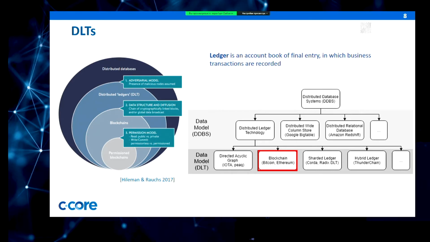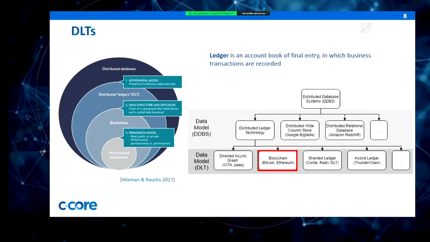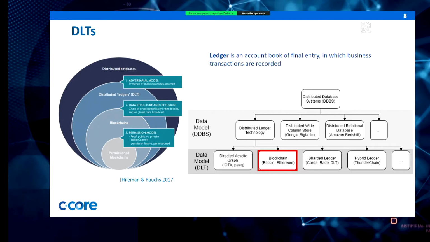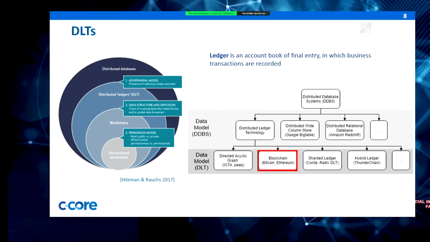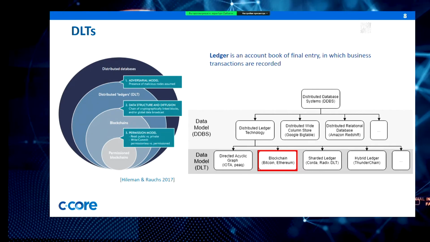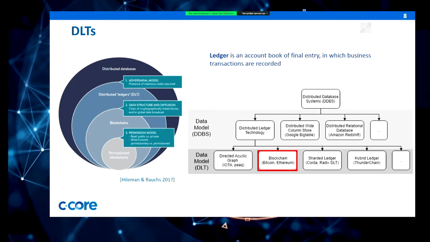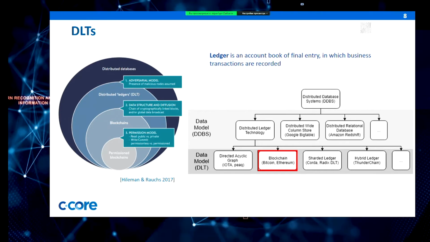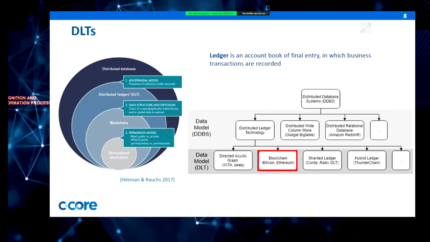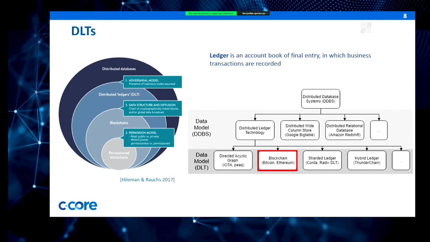One of the key words is ledger, which is an account book of final entry to record business transactions. A ledger is also used in real estate and other domains where you need to record information in an immutable manner, which means without the possibility of being changed.